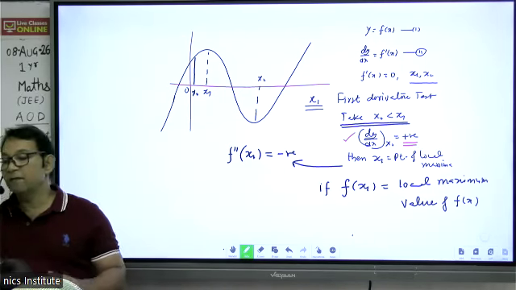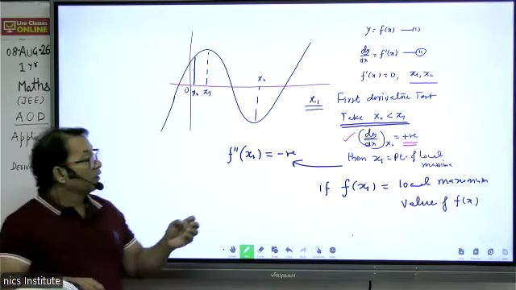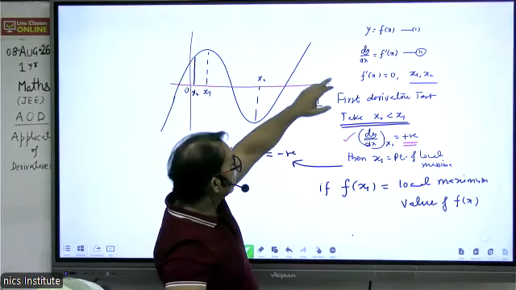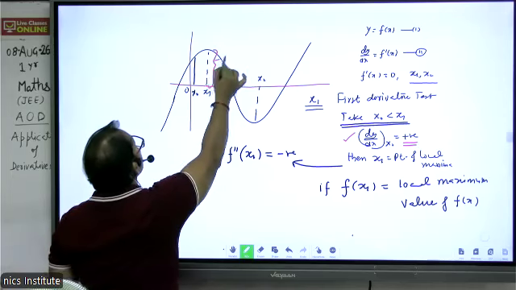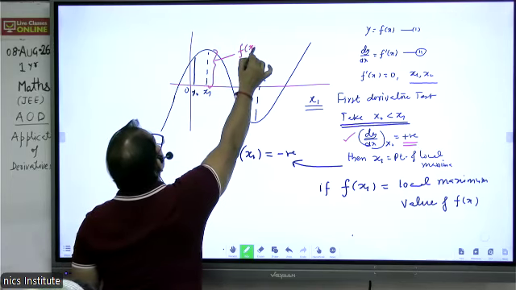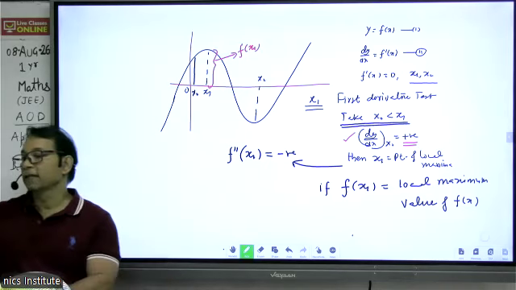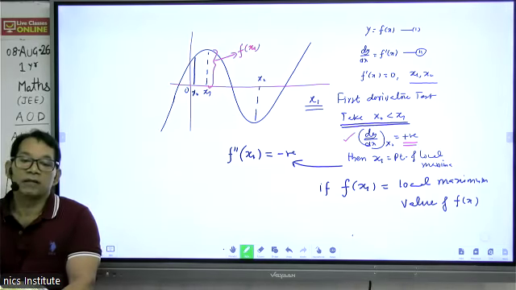If it's negative, it's decreasing. It's a point of minima. और उस पॉइंट को अगर तुमने फंक्शन में सब्स्टिट्यूट किया, इक्वेशन 1 में, that will give you the local maximum value. This is the local maximum value. This is f of x1. So you get the local maximum value when you substitute the point in the function.